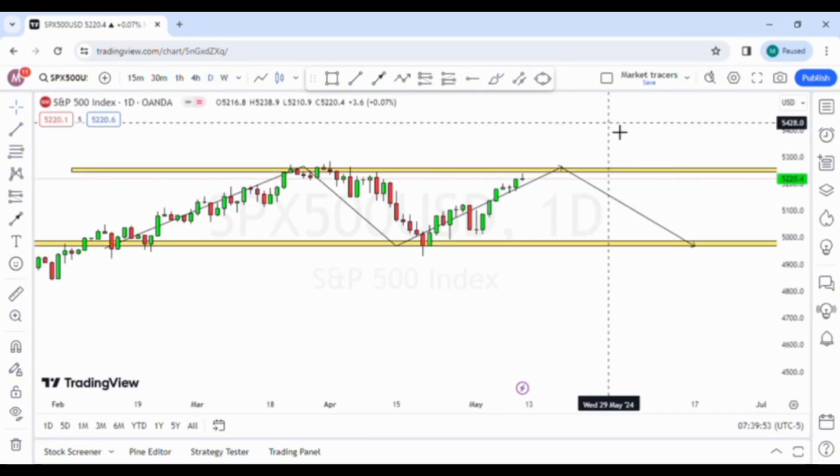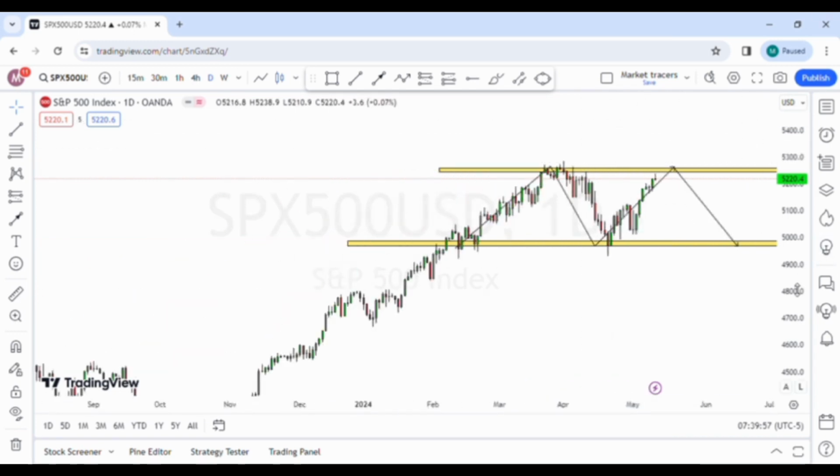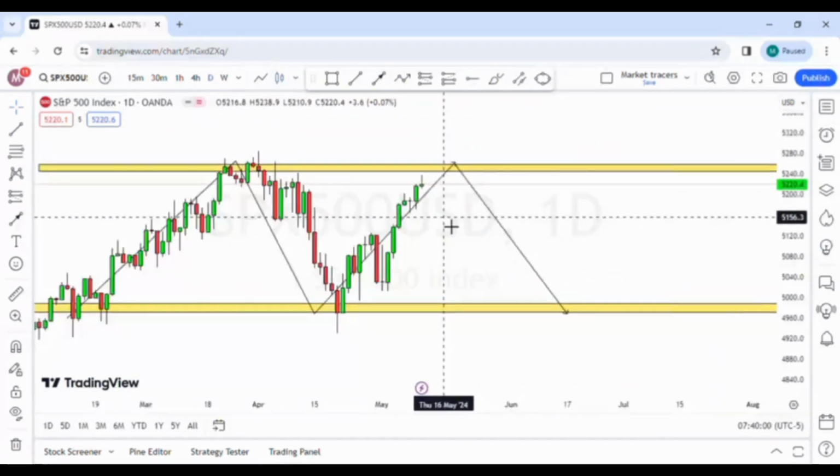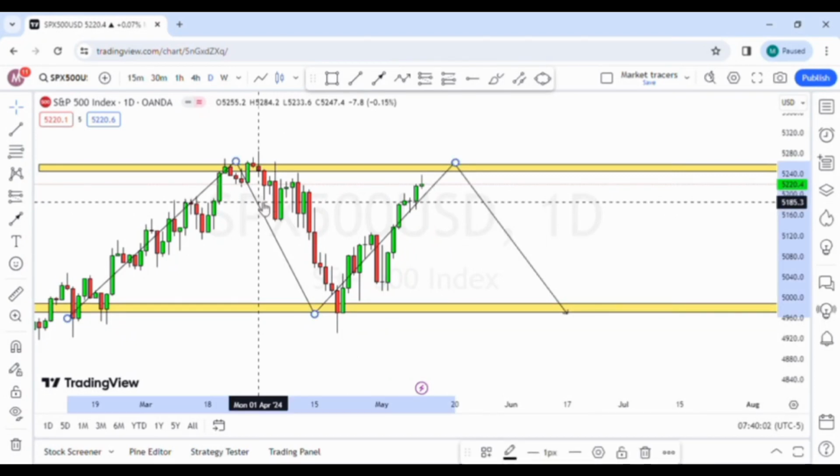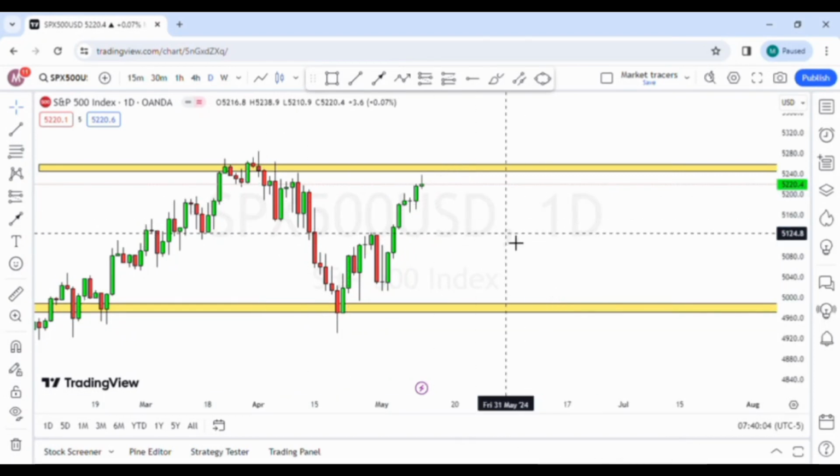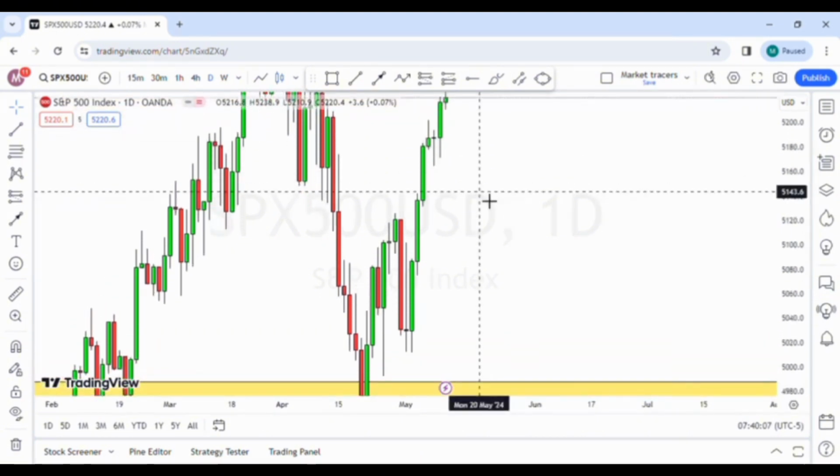These structures which you see in SPX 500 are the same structures which we saw on NAS100, guys, because these indices tend to move with the same movement.